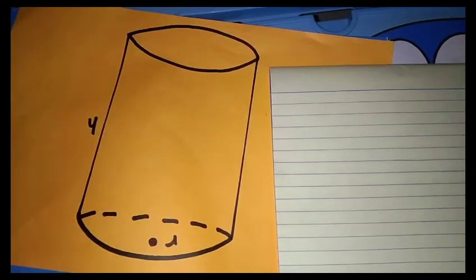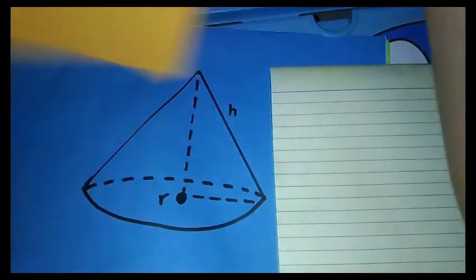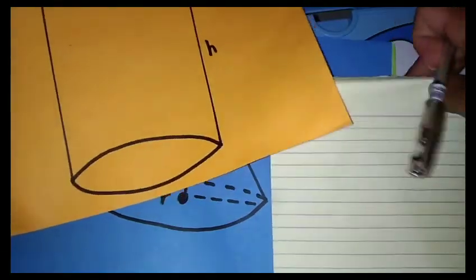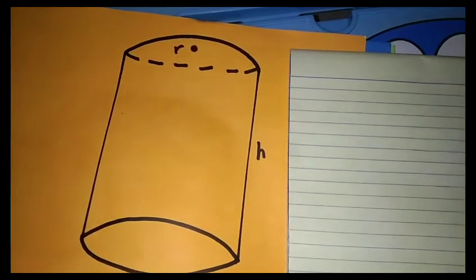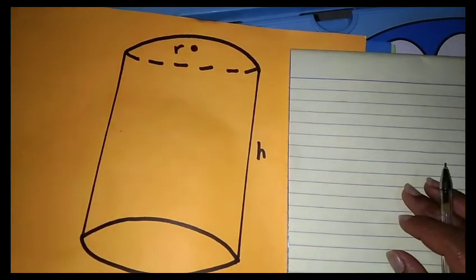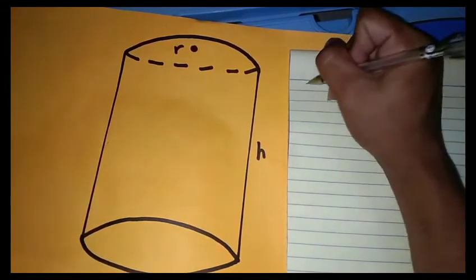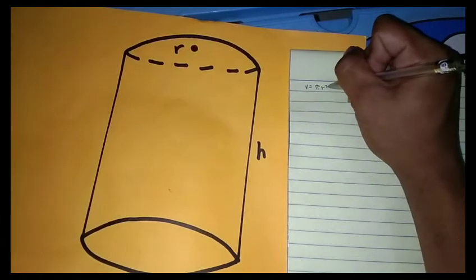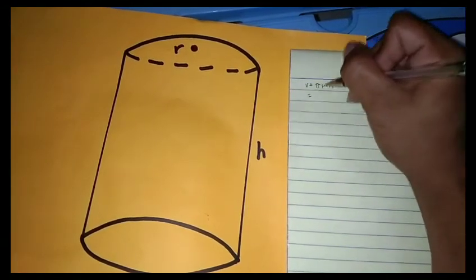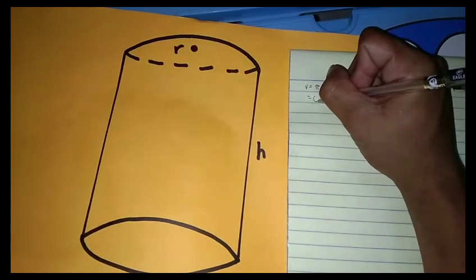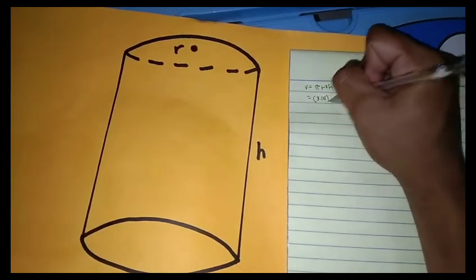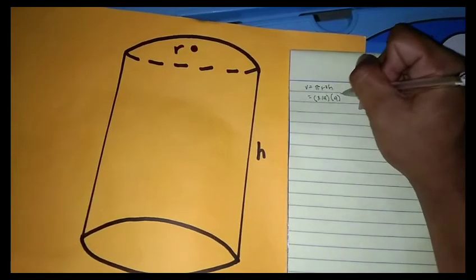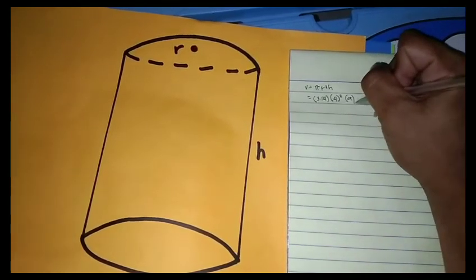Another three-dimensional figure is a cylinder. Let us assume that we have the value of its radius as 4 and its height as 9. So, to get the volume of a cylinder, we need to follow the formula of V is equal to pi multiplied by radius squared times height. Substitute the value of pi as 3.14, the radius of 4 squared times 9.